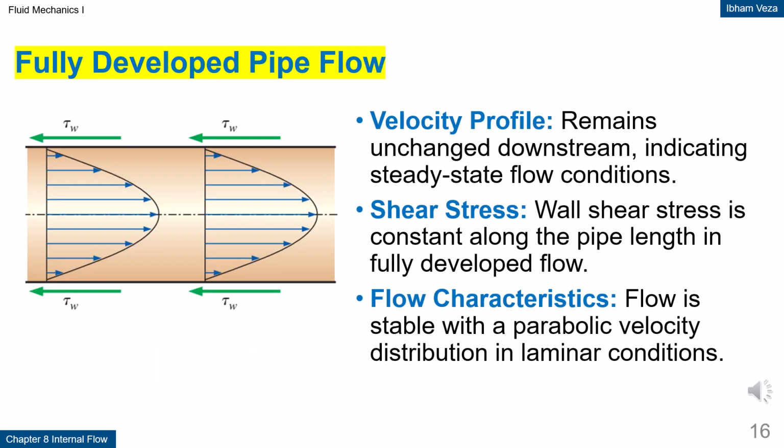Fully developed pipe flow. In fully developed flow, the velocity profile no longer changes along the flow direction. This indicates that the flow has reached a hydrodynamically steady condition. The wall shear stress becomes constant along the pipe. For laminar flow, the parabolic profile shape remains the same from one cross-section to another. This condition greatly simplifies the analysis of pressure loss and friction forces.